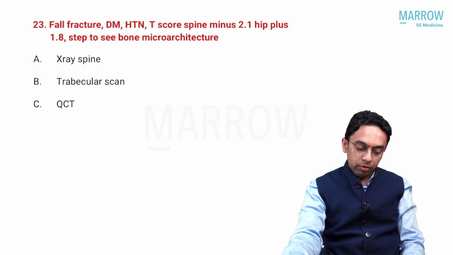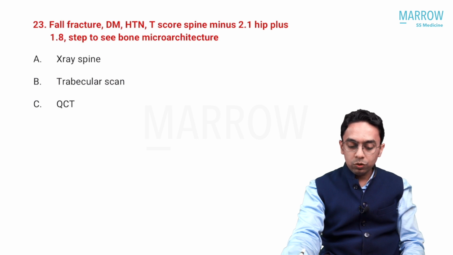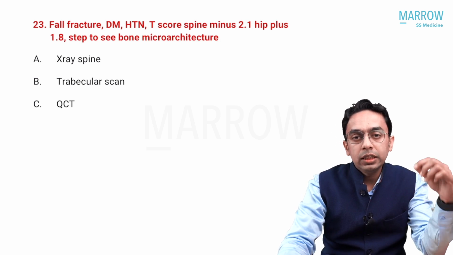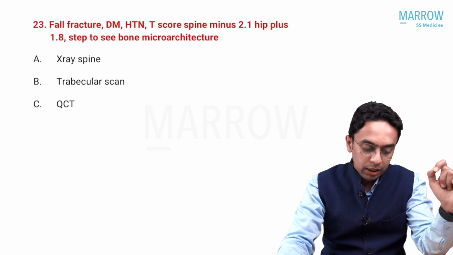Question number 23. Fall, fracture, diabetic patient, hypertensive patient with a T-score at spine of minus 2.1, at hip plus 1.8. What is the step to see bone microarchitecture? Do you want an X-ray spine, trabecular scan, or QCT? Okay. So again, this answer can change just by simple word changes.